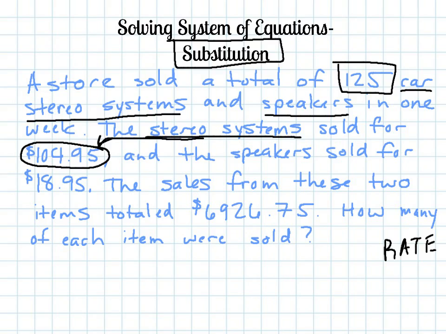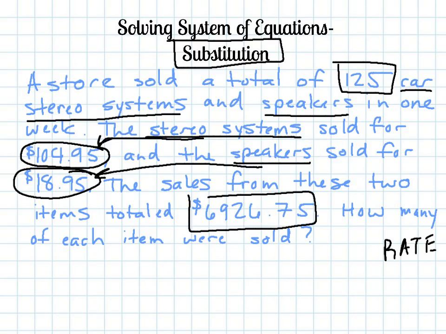The speakers sold for $18.95, so the speakers and this price of $18.95 must be important. Now the total sales from both of them is this $6,926.75. So that must be important. But go back, total together, so selling, because all these dollar amounts should kind of combine to one another. And then how many of each item were sold.